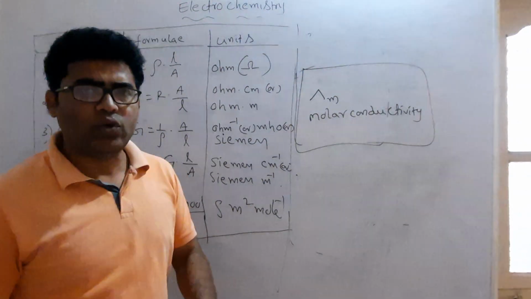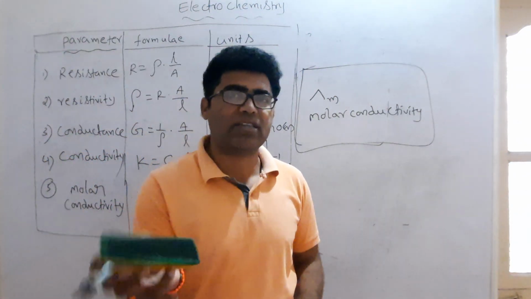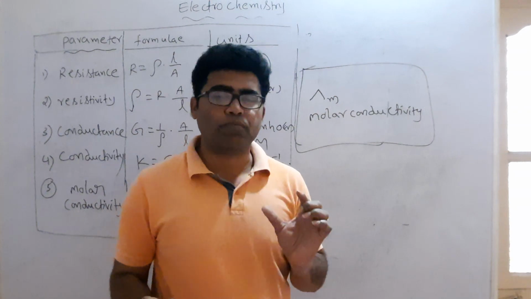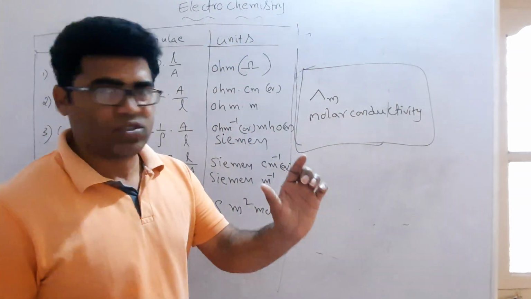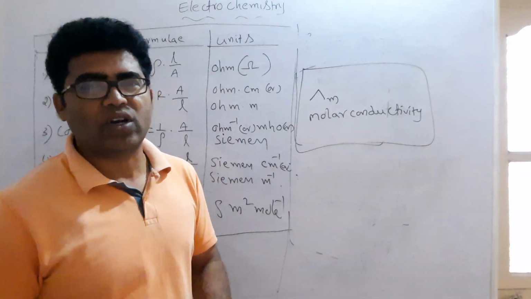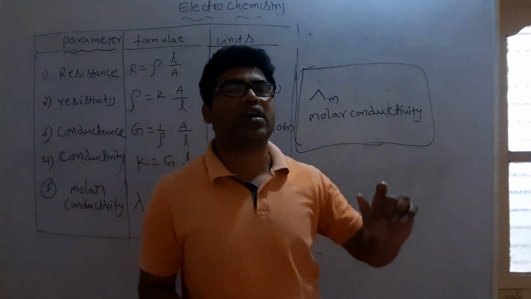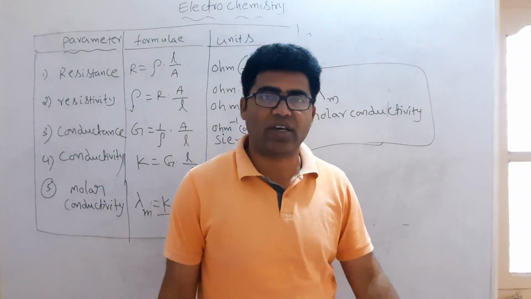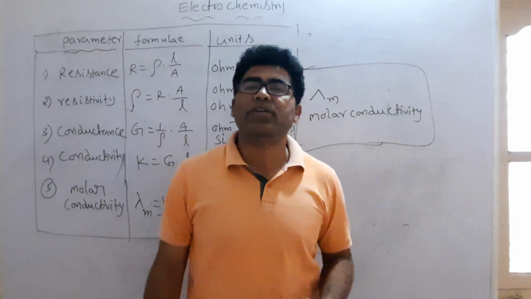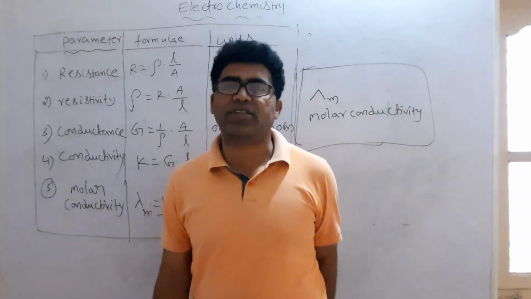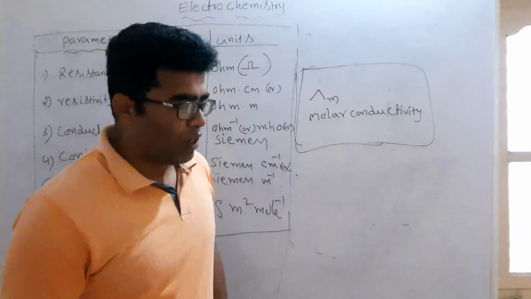Okay, if you are going to learn Kohlrausch's law, before that there are some concepts you require. What is a strong electrolyte? What is a weak electrolyte? A strong electrolyte is one which undergoes complete ionization. A weak electrolyte is one which does not undergo complete ionization.